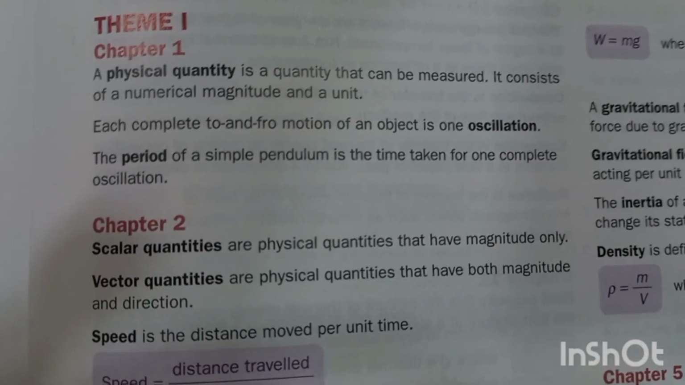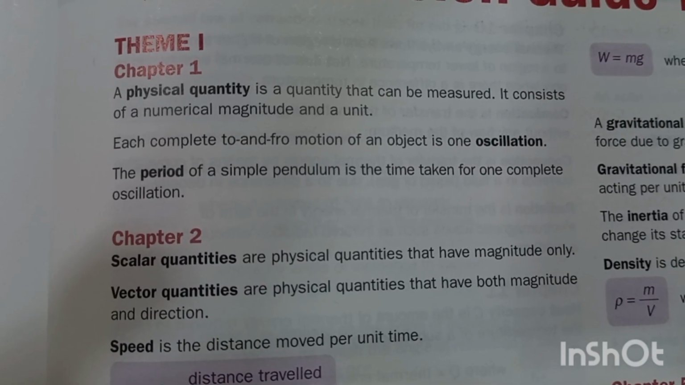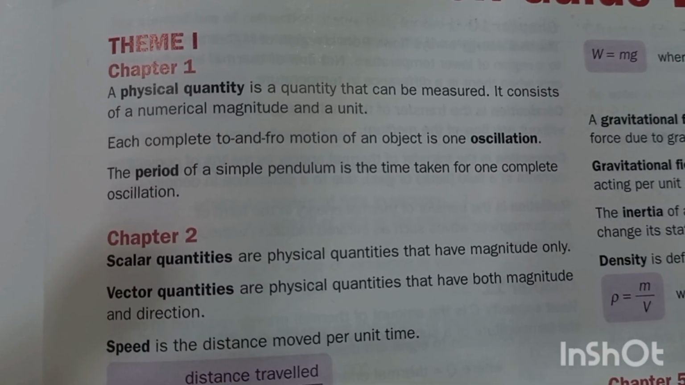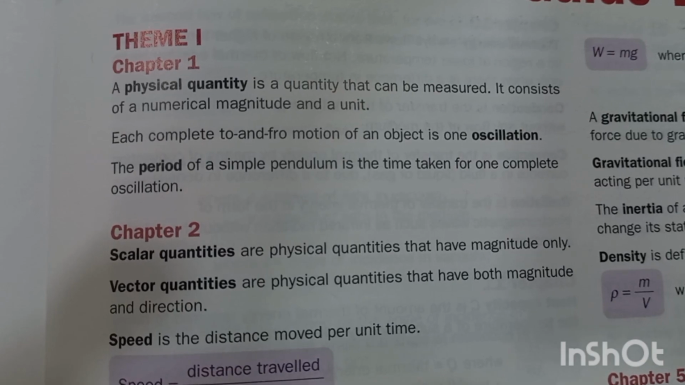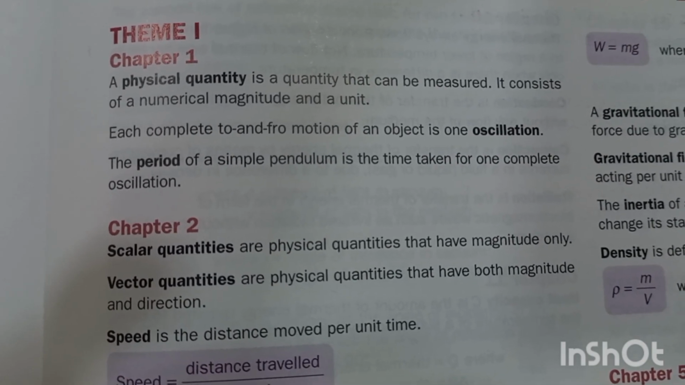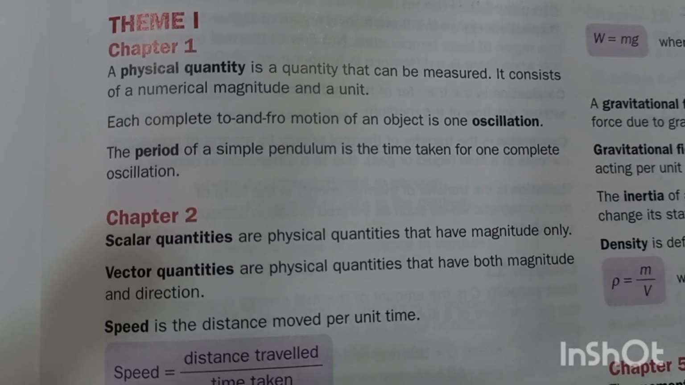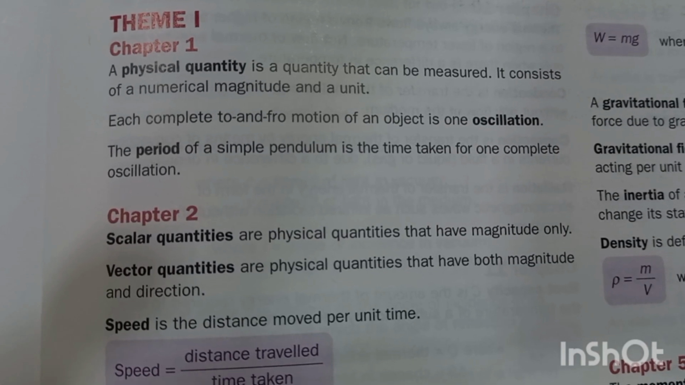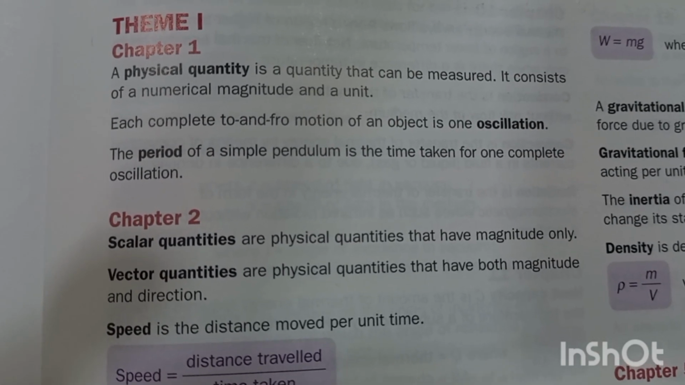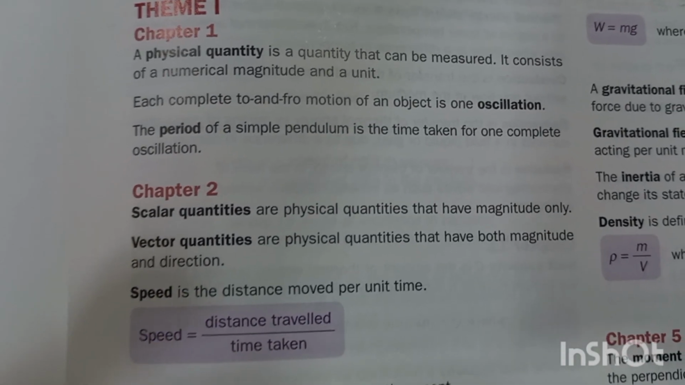The physical quantity. A physical quantity is a quantity that can be measured. It consists of a numerical magnitude and a unit. Each complete to and fro motion of an object is one oscillation. The period of a simple pendulum is the time taken for one complete oscillation.